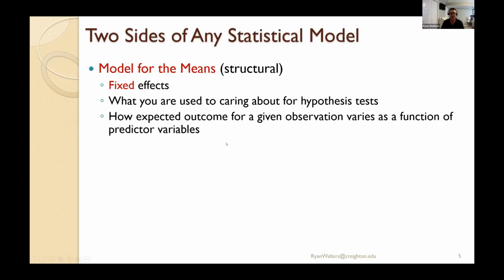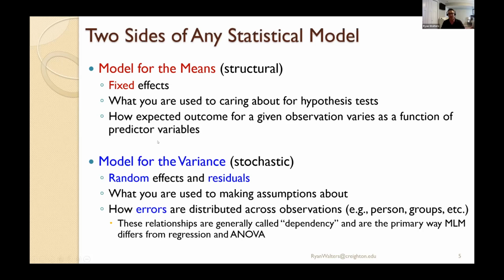There's really two sides of any statistical model. The first is what I call the model for the means. This is going to show up in red font throughout this presentation. This represents the fixed effects. For those of you that don't have any experience with a multi-level model, you may have never heard fixed effect, but the reality is you've estimated fixed effects anytime you've estimated an ANOVA or linear regression model. Those regression slopes are your fixed effects. They're basically what you care about for your hypothesis tests.